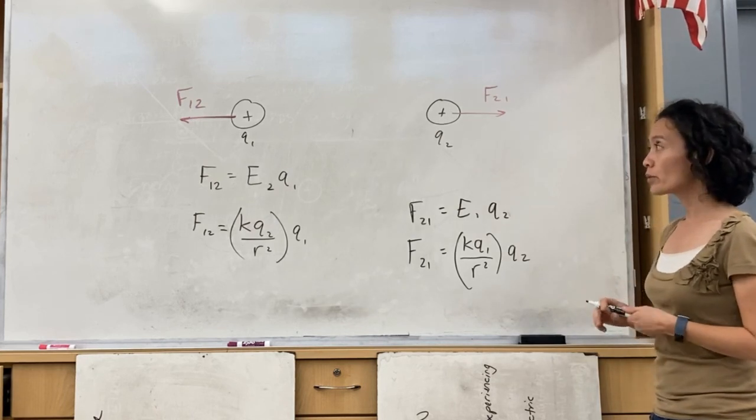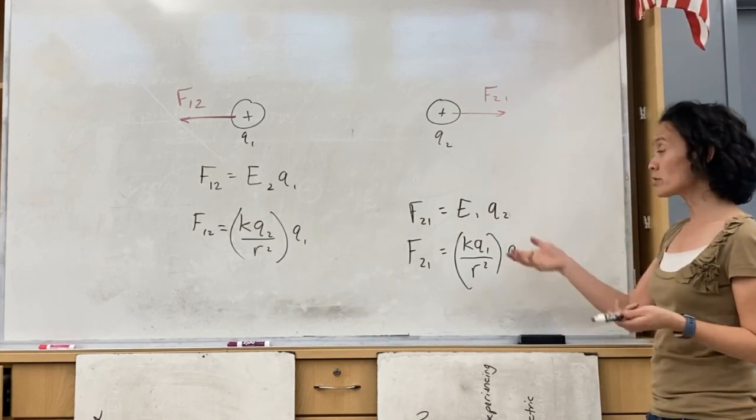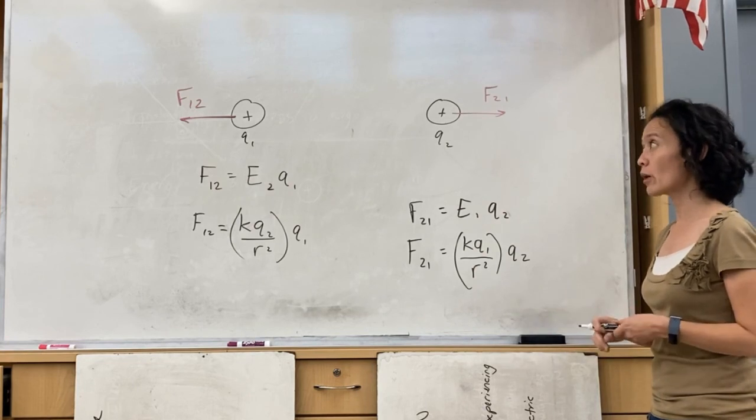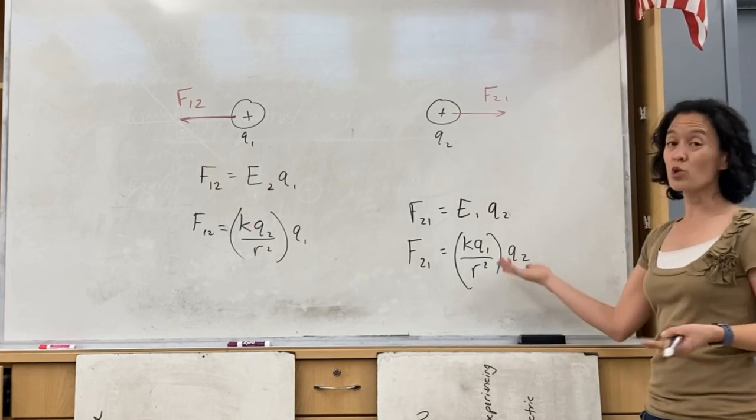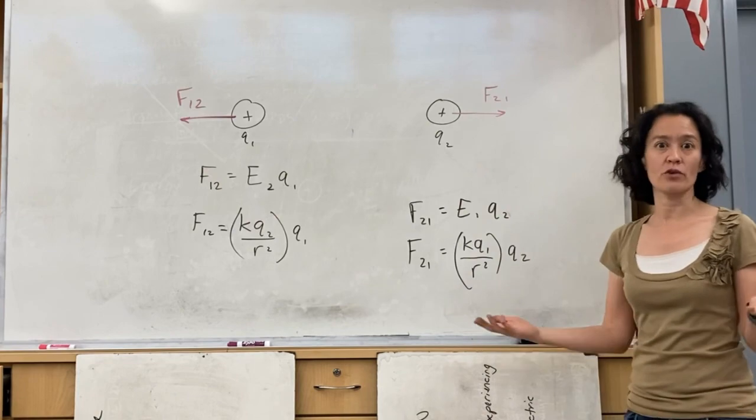So we'll go through and look at some examples of electrostatic force, but then also look at what happens when you have more than two objects and you have a net electrostatic force acting on an object.